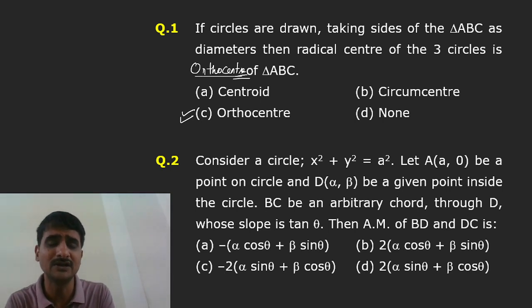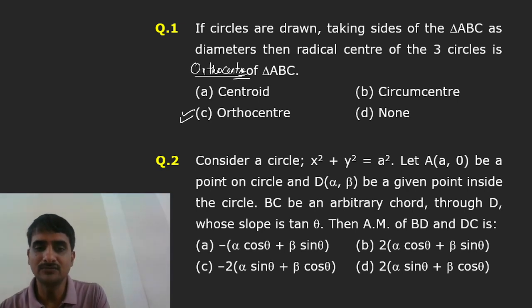The importance of the radical center is that the tangents drawn from that point to all three circles are of equal length, and that's the only such point on the plane of the three circles. But okay, now moving quickly to the next question.